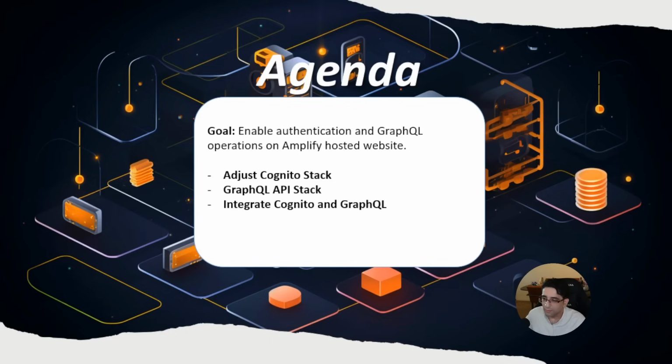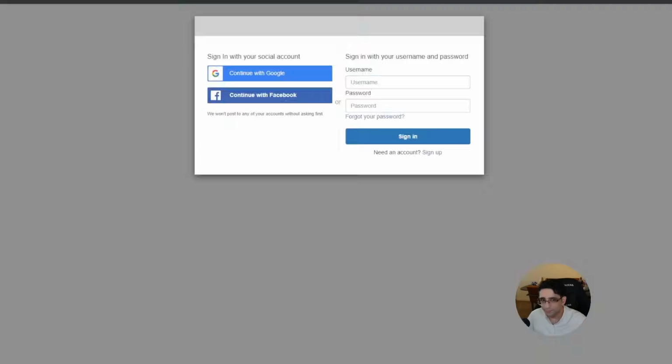Then we will create a GraphQL API stack, which will enable us to use GraphQL operations with our Amplify stack and use a Lambda through the API to do a query and get something back. And once we have the GraphQL API stack, we will integrate both the Cognito that we created last time and the GraphQL that we will create in this episode with our Amplify stack.